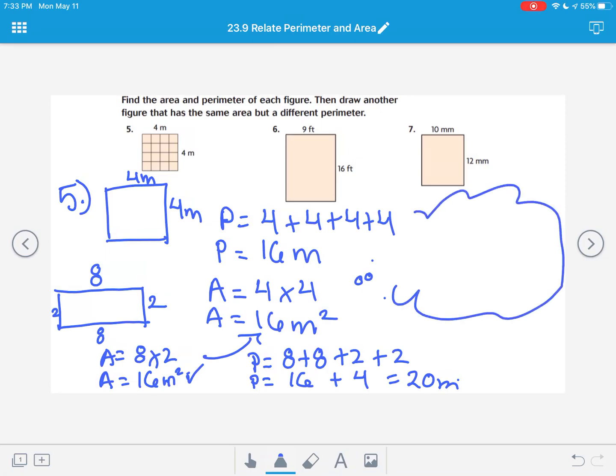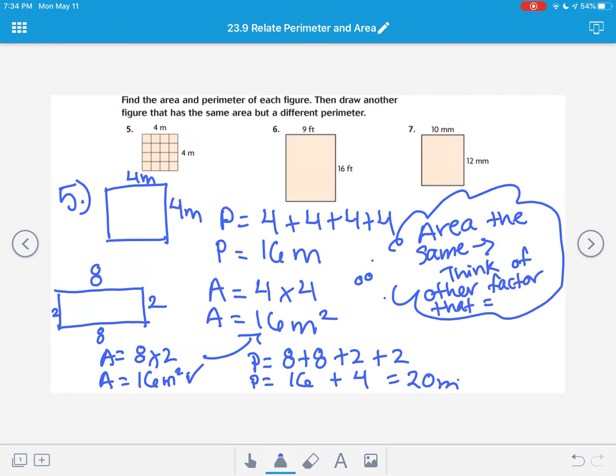So what I did for these, just so you know what to think when you solve them on your own, is I thought of different ways. If we're wanting to keep the area the same, we need to think of other factors that equal that. So if we want the area the same, go ahead and write this down in your notes as well. We want to think of other ways to multiply to get that answer. So think of other factors that equal that area.